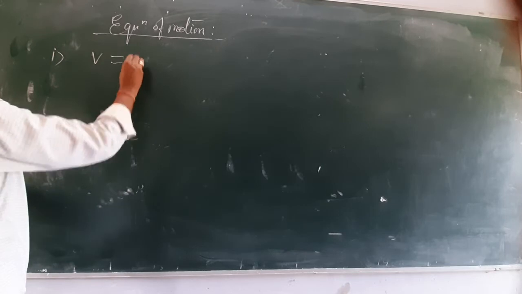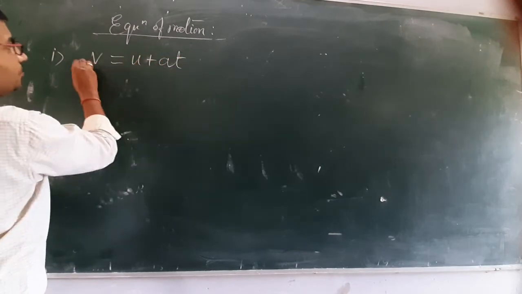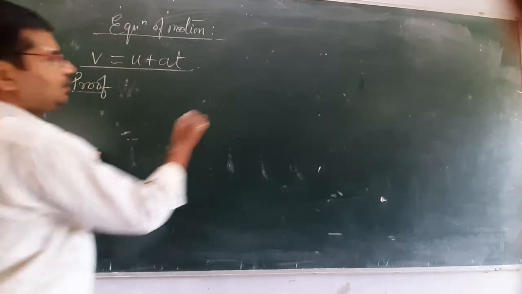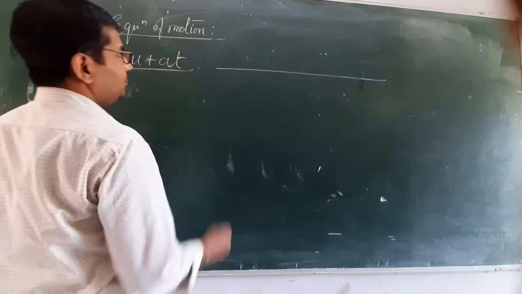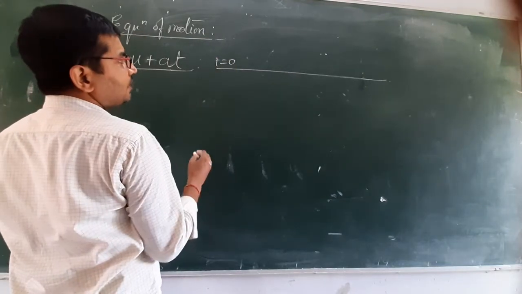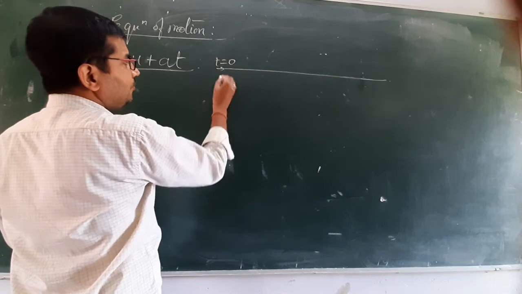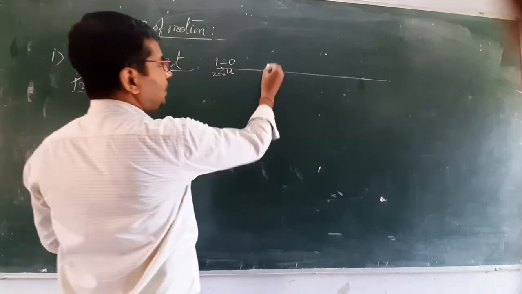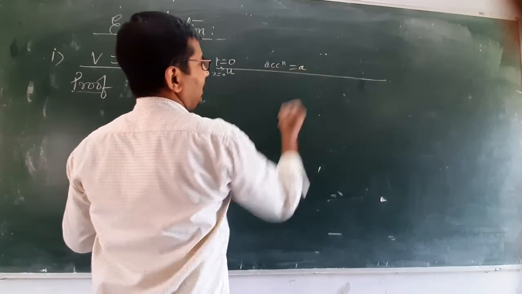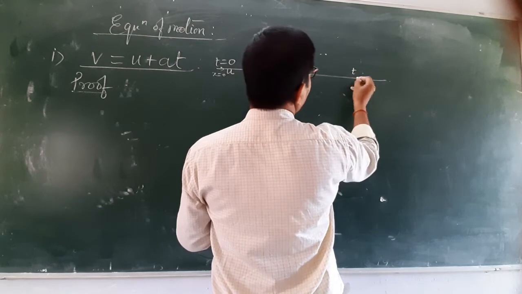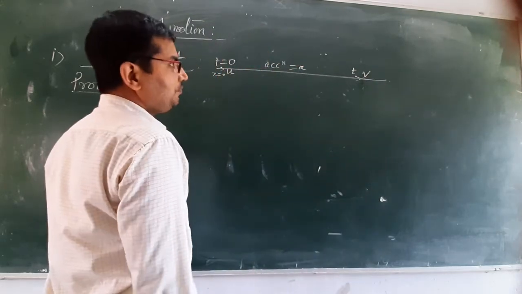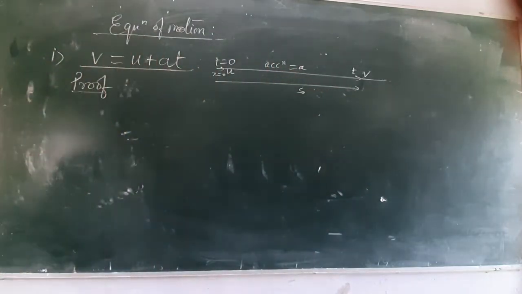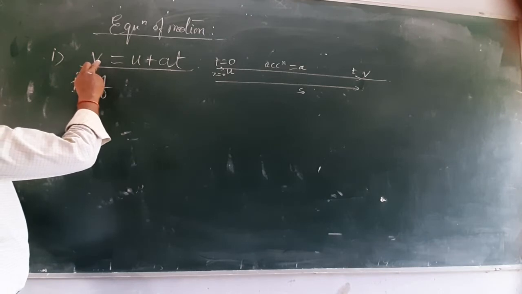We are discussing the first equation of motion, v is equal to u plus at. In order to prove it, first of all let us observe the situation. A body starts moving at time t equal to 0 from position x equal to 0 with initial velocity u under uniform acceleration a, and after time t it acquires velocity v by covering displacement s. This is the situation, and you have to obtain the final velocity v equal to u plus at.